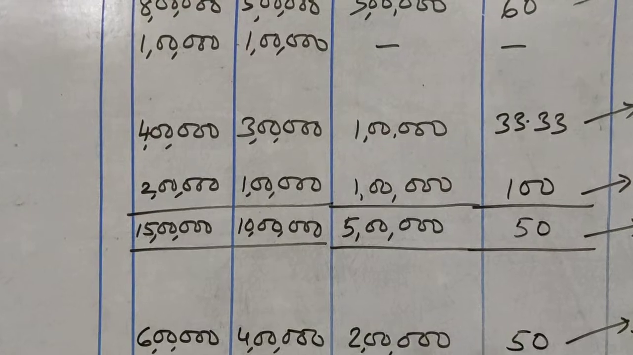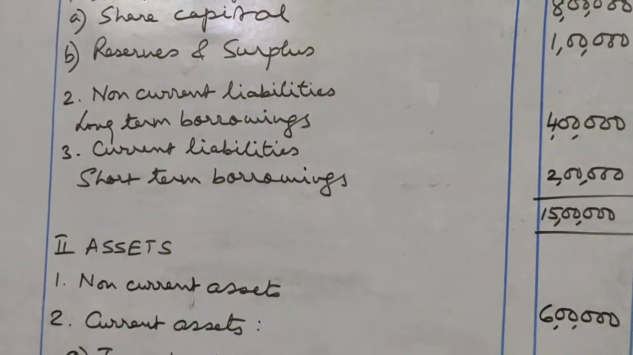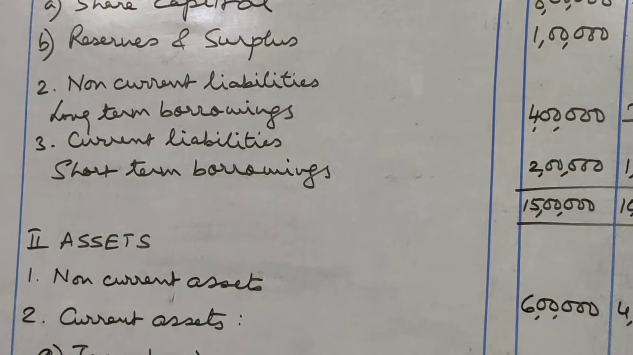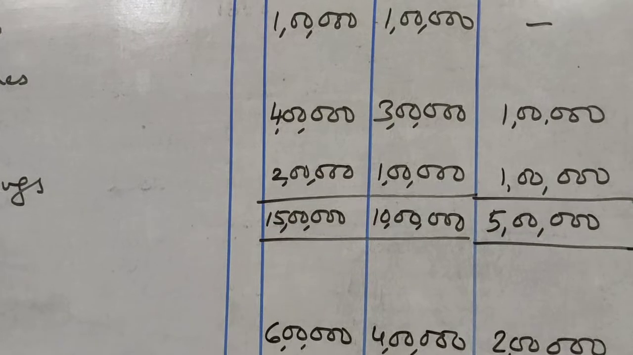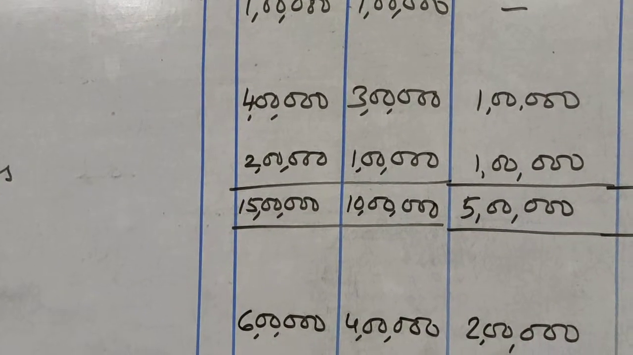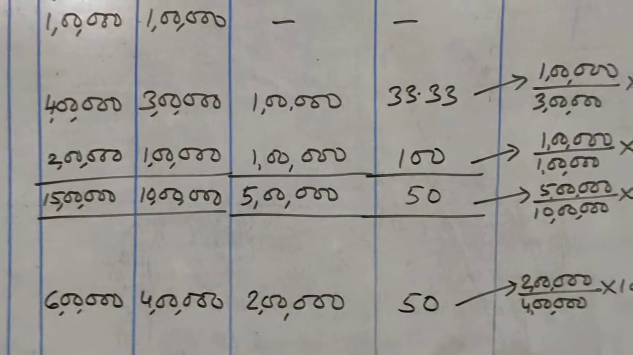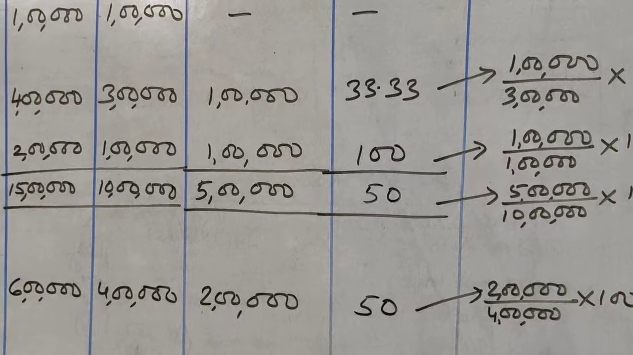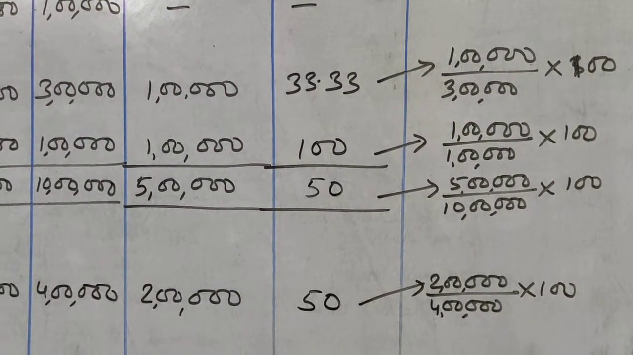So increase or decrease divided by previous year's value into 100. Next we have under current liability short-term borrowings. Previous year's value was 1 lakh. Present year's value is 2 lakh. So what is the increase? Absolute increase 2 lakh minus 1 lakh, that is 1 lakh. And what is the percentage increase? 1 lakh divided by 1 lakh into 100, that comes to 100%.